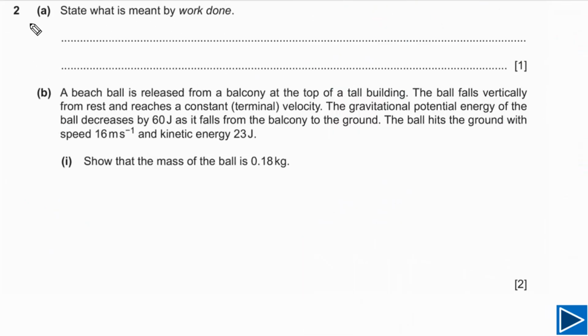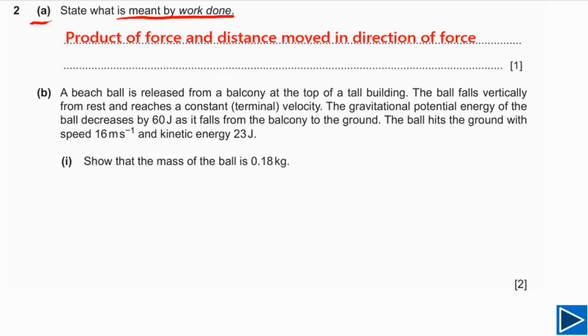For the second question, part A is asking us to state what is meant by work done. Work done simply is equal to force times distance moved in the direction of force, or simply we can say the product of force and distance moved in the direction of force. This is how you can write your final answer.